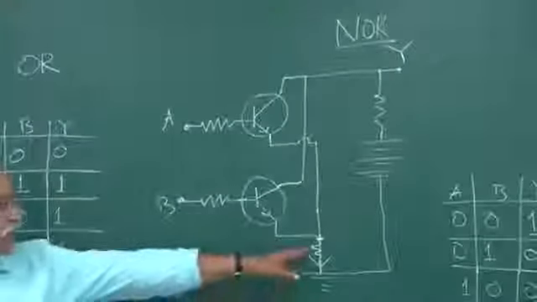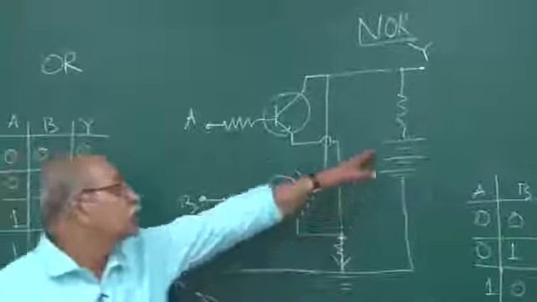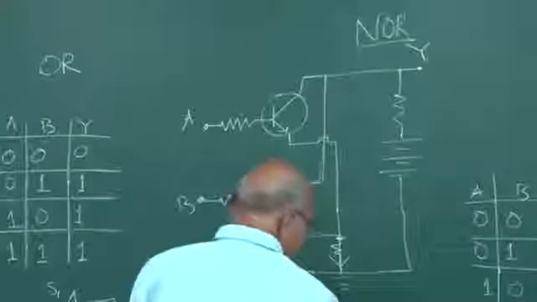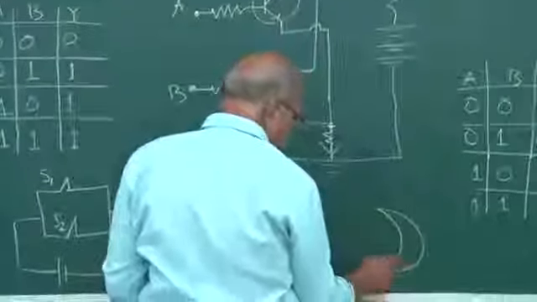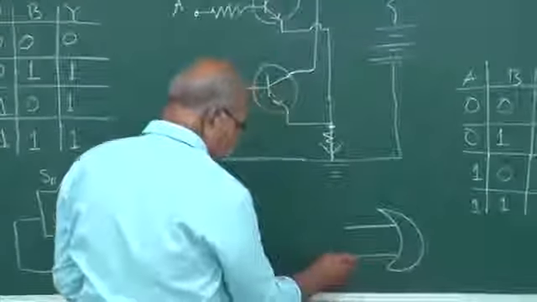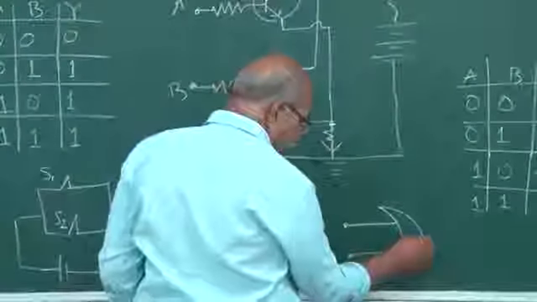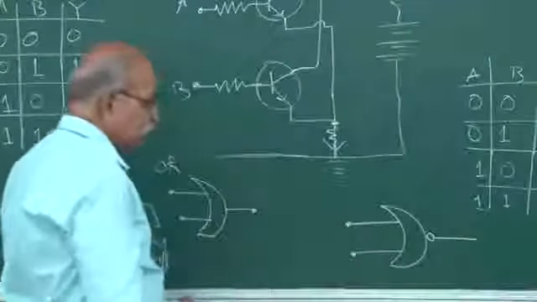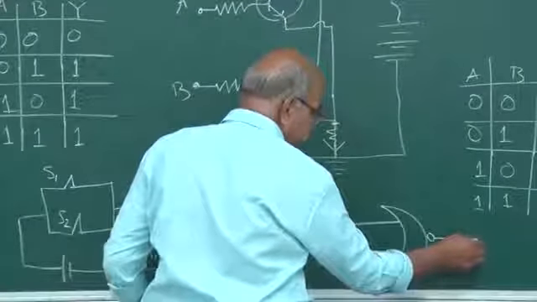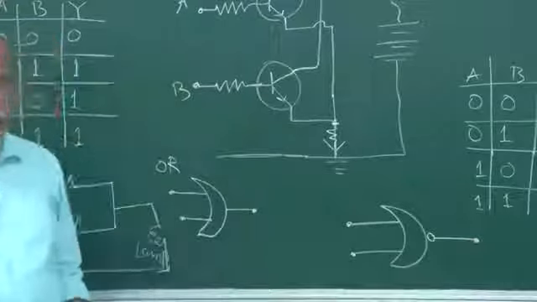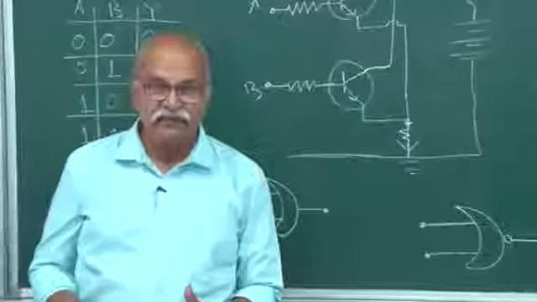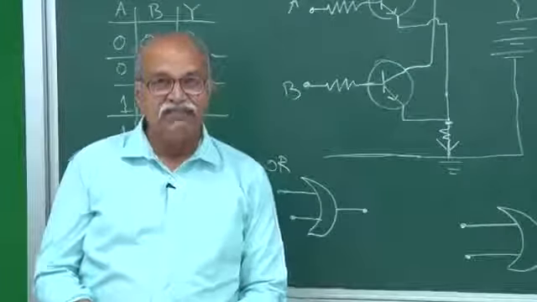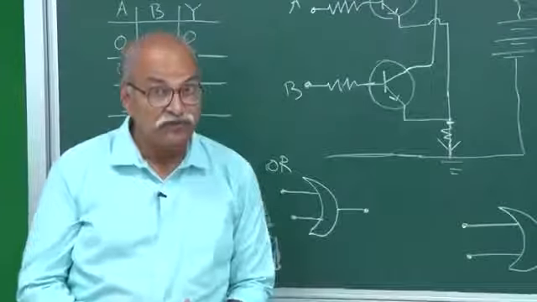Okay. If you take the output from here, it becomes an OR gate. If you take output from here, it becomes a NOR gate. And what is the symbol? The symbol is, you make an OR symbol, and then you put a circle here to show that NOT operation, and then you have the output point. So that's the symbol. Okay, so these are some of the very basic gates. You have AND, you have OR, you have NOT, then you have NAND, and you have NOR.